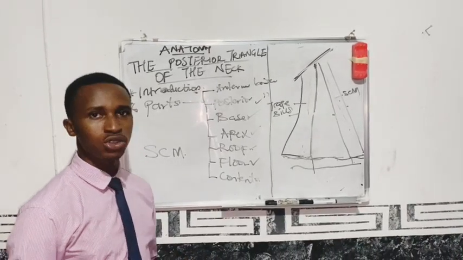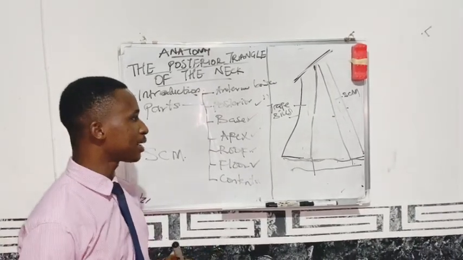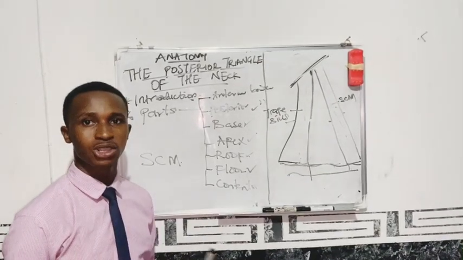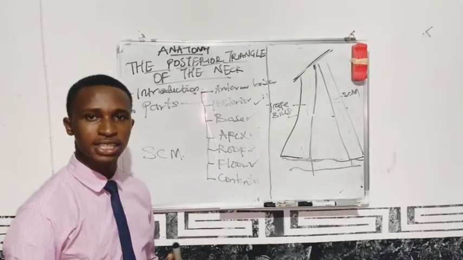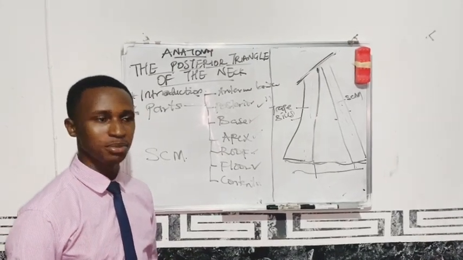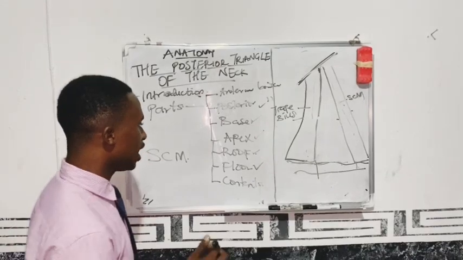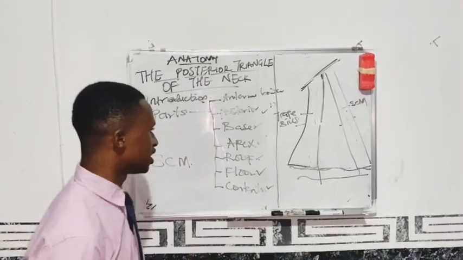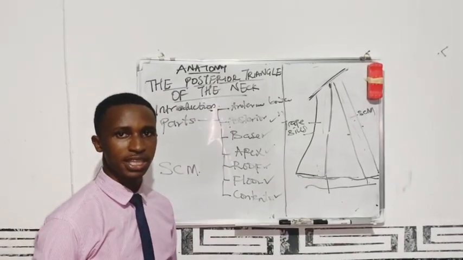What are some of the muscles they enclose? The prevertebral layer of the deep cervical fascia encloses muscles like levator scapulae, the middle scalene muscle, and the posterior scalene muscle. With that, we move to the contents of the posterior triangle of the neck.